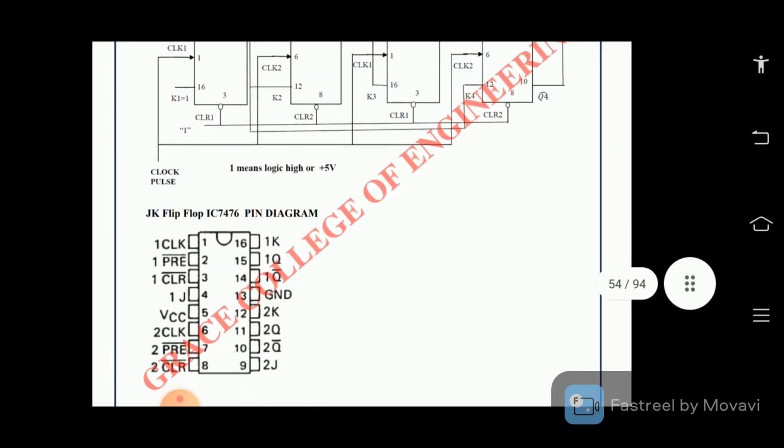So let us look at the pin diagram. This is our pin diagram for our IC 7476. It plays a major role. It will shift whenever we are giving the clock pulses. It plays the vital role for giving the output as per our desired thing.